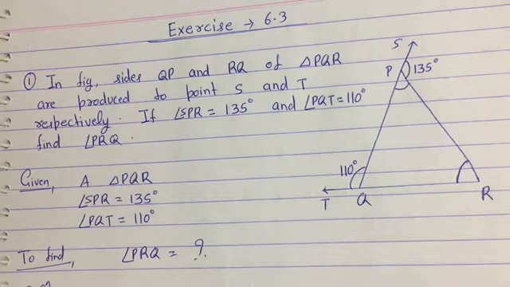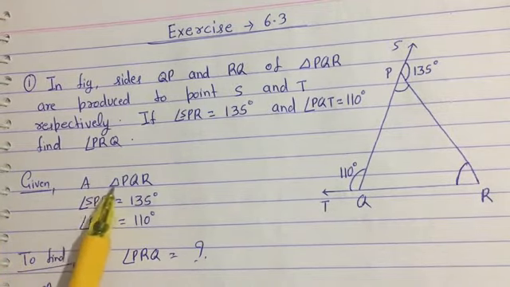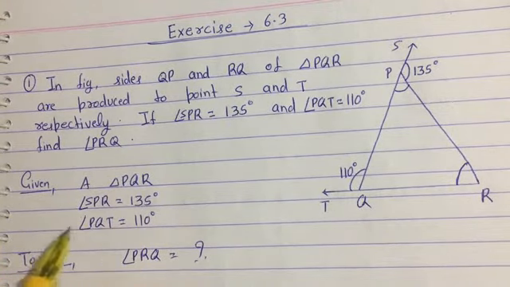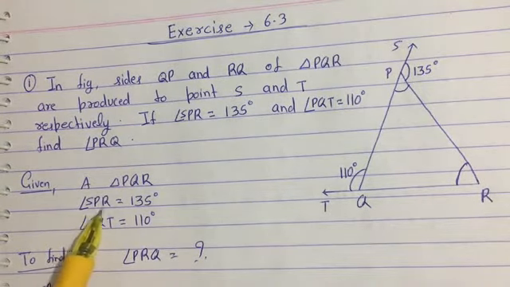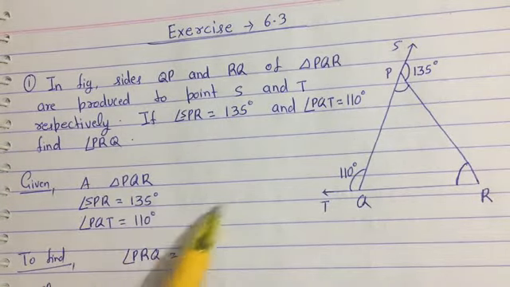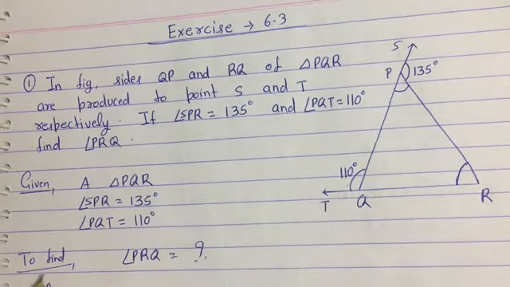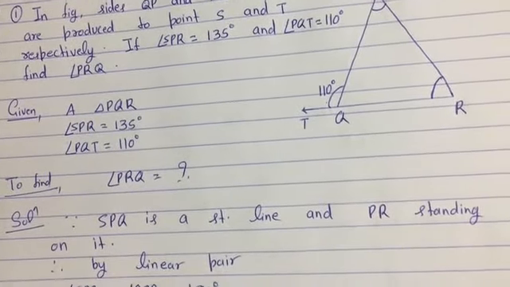So first of all, we have to write down what is given in the question. Right, see, first thing is given what? In triangle PQR, angle SPR is 135 degrees, this angle is given, angle PQT is equal to 110 degrees, this angle is given, and what we have to find? We have to find angle PRQ. Okay, and now it's time to move to the solution.